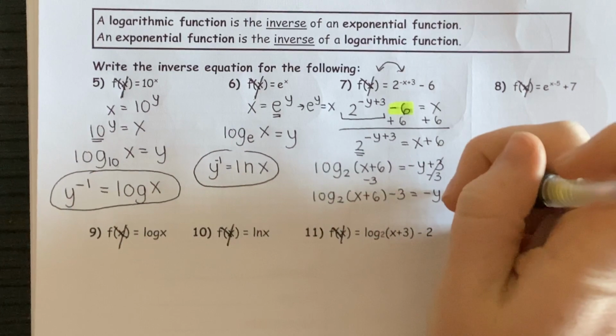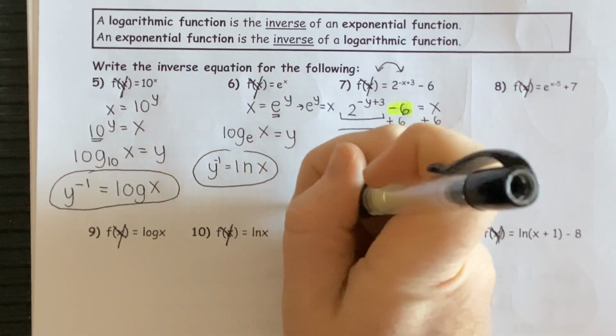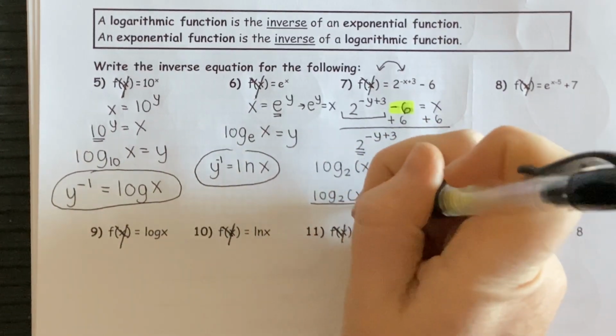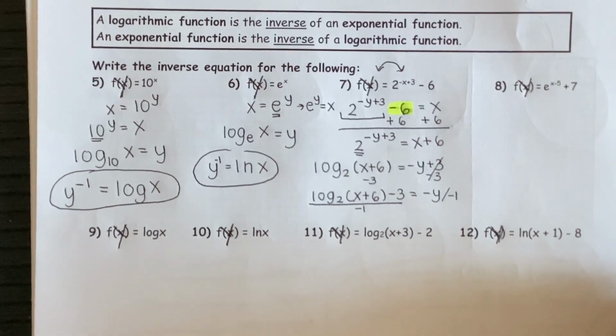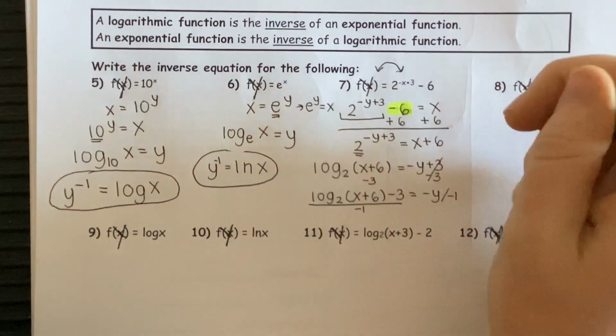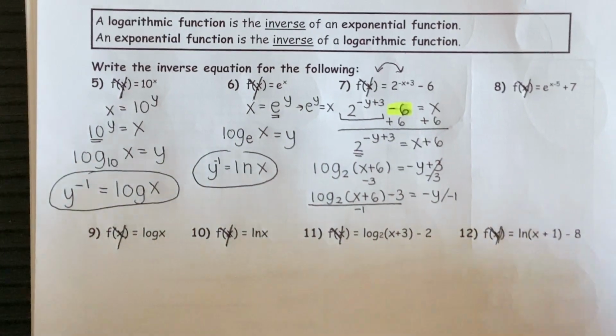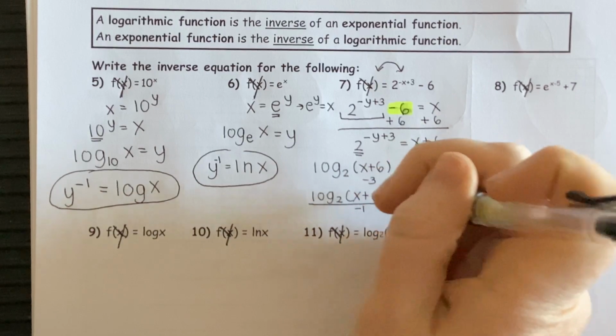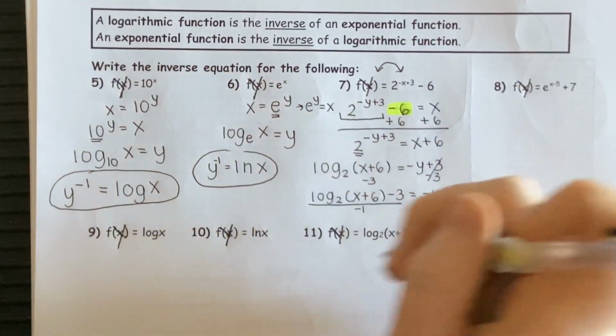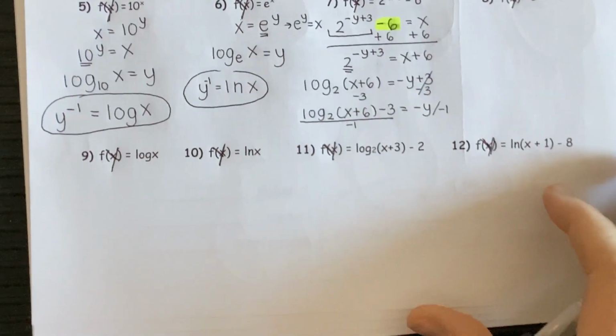And then I would divide by negative 1, divide this whole side by negative 1. All right? So if I divided this whole side, I'm going to end up coming up here. You would end up having log base 2 of x plus 6 is going to be, well, maybe I can sneak it in here down at the bottom.